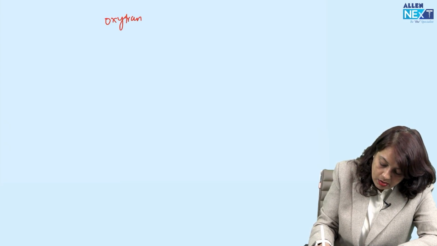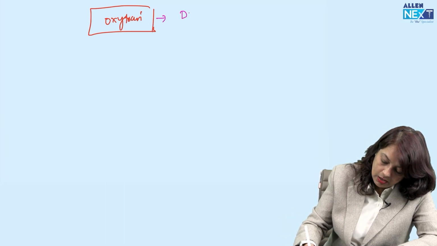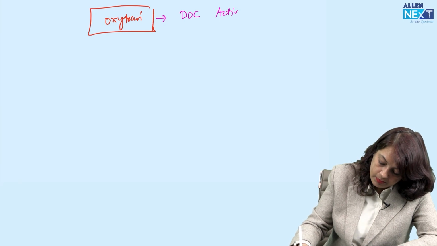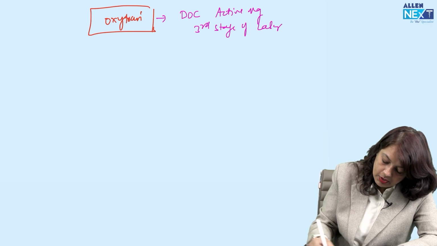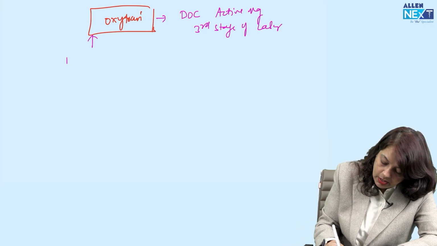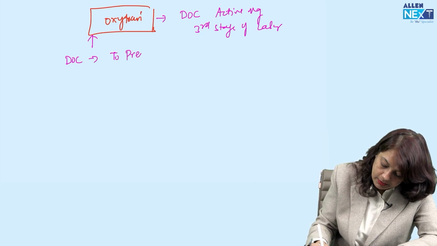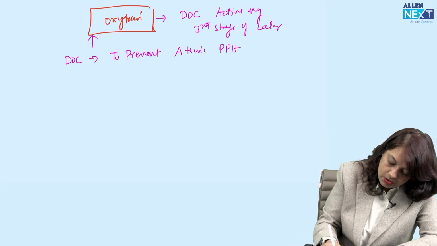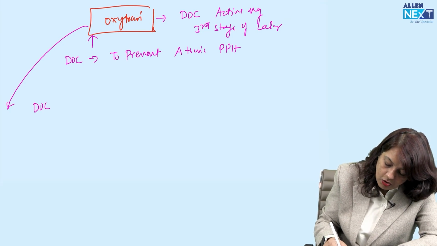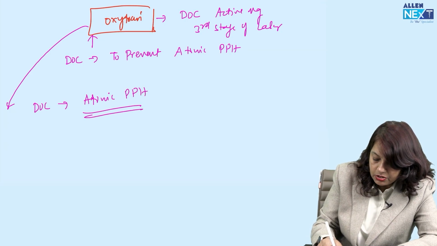Now, I hope you remember oxytocin. This is something which is important. Oxytocin is a drug of choice for active management of third stage of labor. Oxytocin is a drug of choice to prevent atonic PPH. Oxytocin is a drug of choice for atonic PPH.